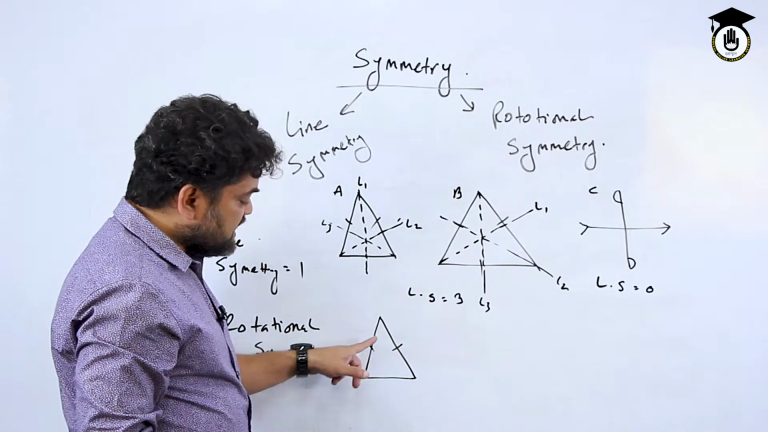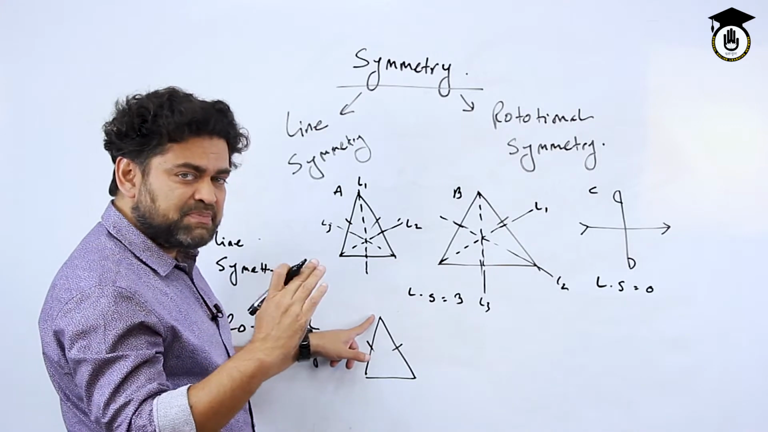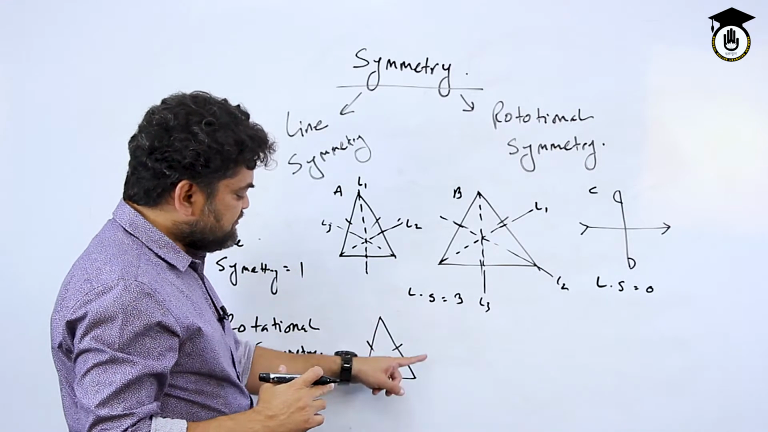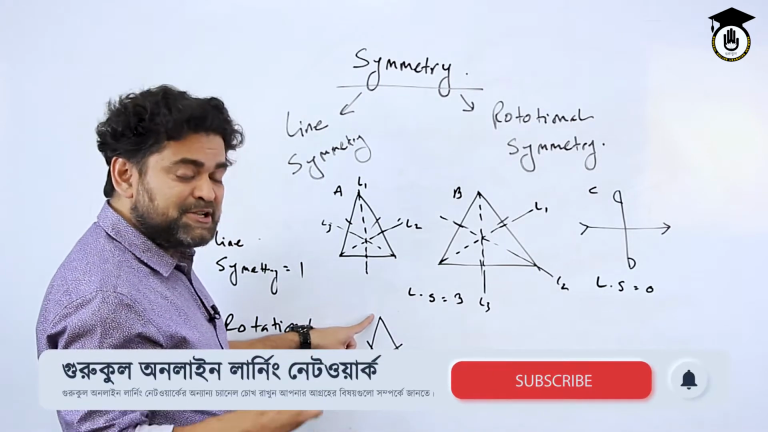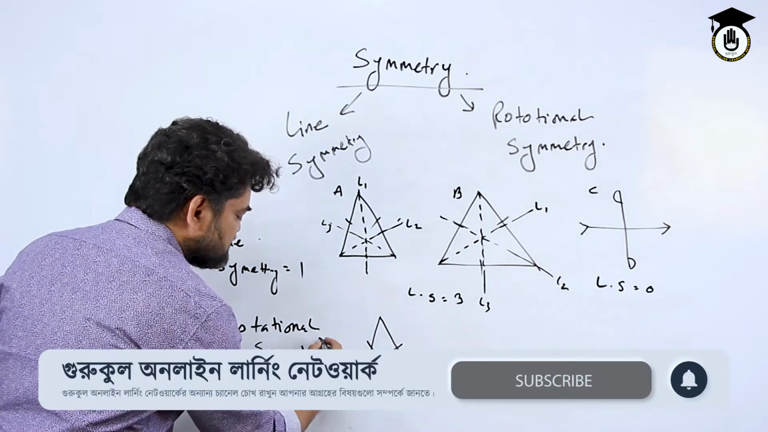The reason is that when I fix it in the same place and rotate it 360 degrees, it will come to its original position only once. So rotational symmetry will be 1.